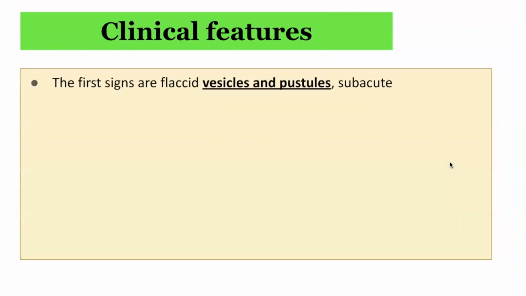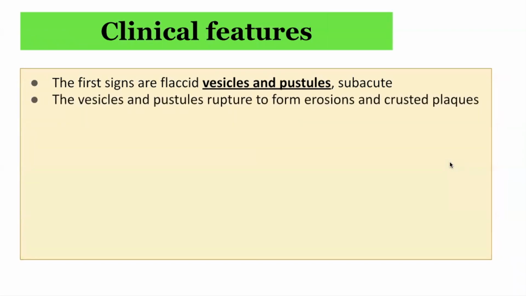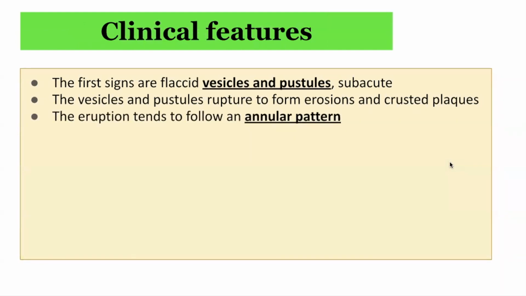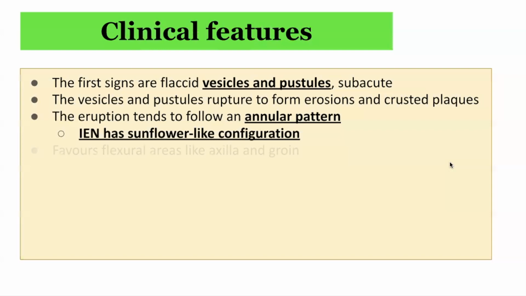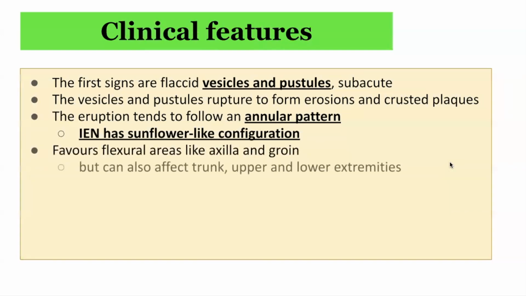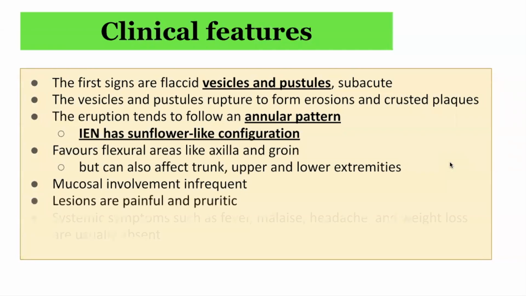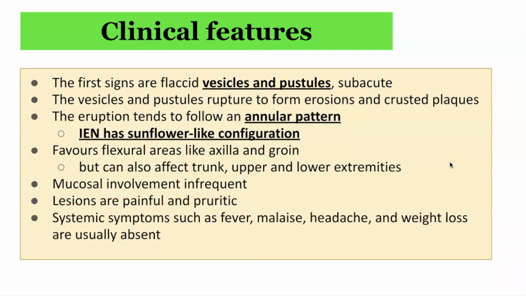The first clinical signs are flaccid vesicles and pustules, which are often subacute. The vesicles and pustules rupture to form erosions and crusted plaques. The eruption tends to follow an annular pattern, and the intraepidermal neutrophilic form has been described as having a sunflower-like configuration. It favors flexural areas, including the axilla and groin, but it can also affect the trunk, upper, and lower extremities. Mucosal involvement is generally infrequent. Lesions can be painful and pruritic, and systemic symptoms such as fevers, malaise, headache, and weight loss are usually not present.